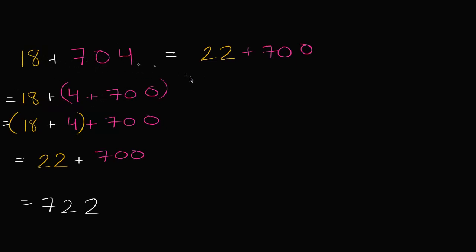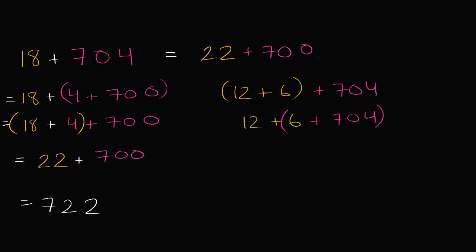So I could write it like this. I could say 18 is the same thing as 12 plus 6, and then plus 704, which is the same thing as 12 plus 6 plus 704. And then I could add these first, and I could have 12 plus 710, and I might be able to say, okay, that's going to be 722. But this method right over here doesn't seem anywhere near as intuitive as doing this. It's trying to get the 704 to 700 by taking 4 from here and adding it over here.